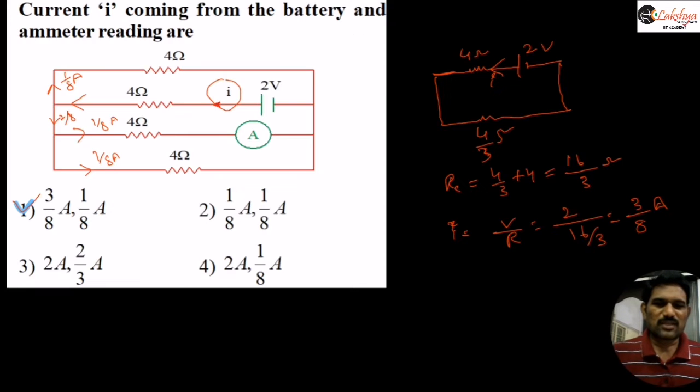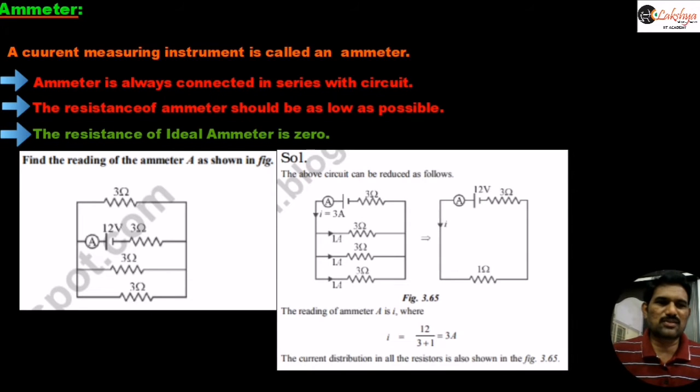For example, take this circuit. If the resistance of this ammeter is 0, we are getting some 3 amperes current here. Now suppose I assume some resistance for this ammeter, let us say 2 ohms. This is an assumption. Now let us see the total current here. The total current is 12 by total resistance: this 2 ohms plus 1 ohm plus this 3 ohms, so total 6 ohms. So now you will get this current as 2 amperes.